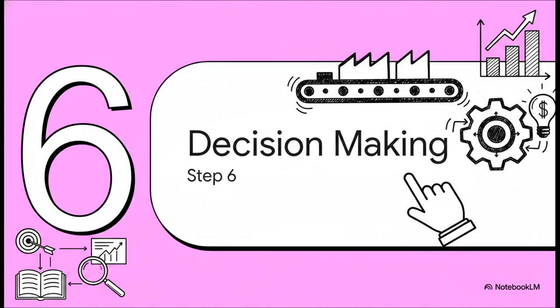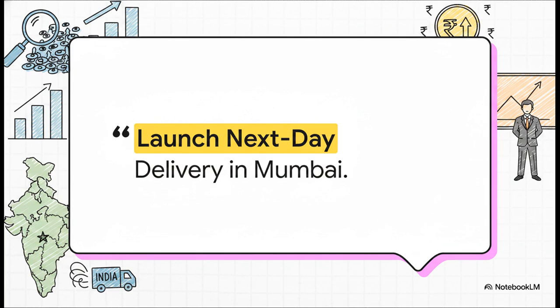And that brings us to our final stop, Step 6, reporting and decision-making. Because the ultimate goal of this entire assembly line isn't just to make pretty charts, you know? It's to trigger a tangible, real-world business action. The sheer weight of a data-backed decision is massive. Look at this quote right here. Launch next-day delivery in Mumbai.